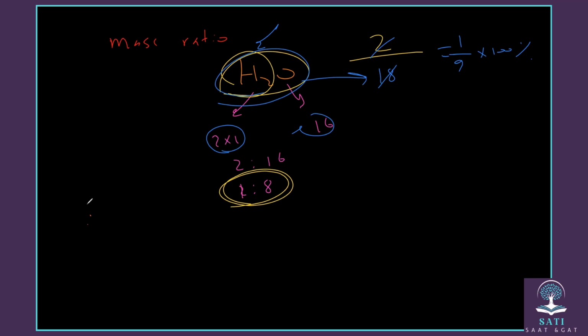So to get the mass ratio of an element in its compound, we just divide the mass of that element by the molar mass of the whole compound. Then you multiply it by 100 in order to write it as a percent, to change it into a percentage. And that is what is called mass ratio.